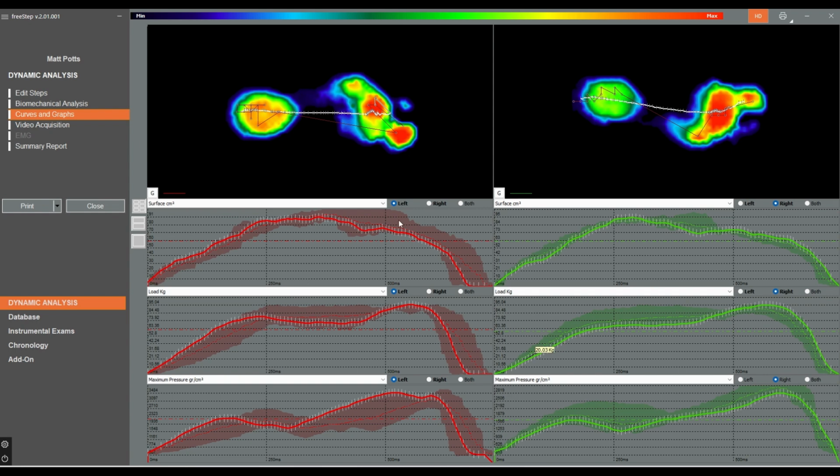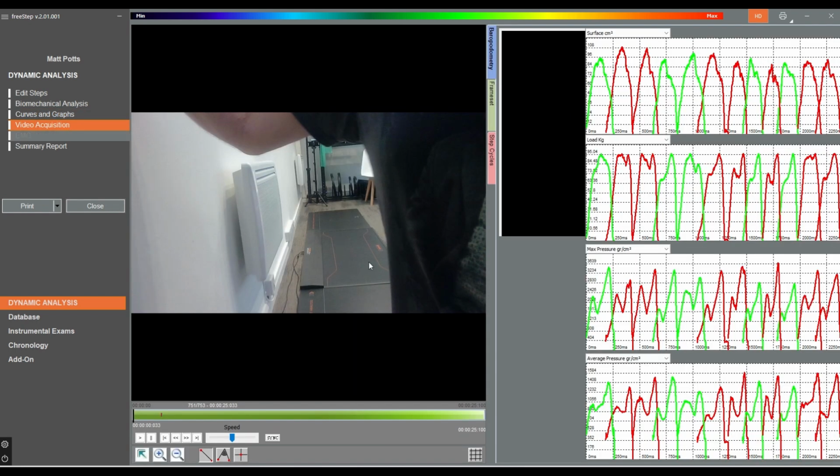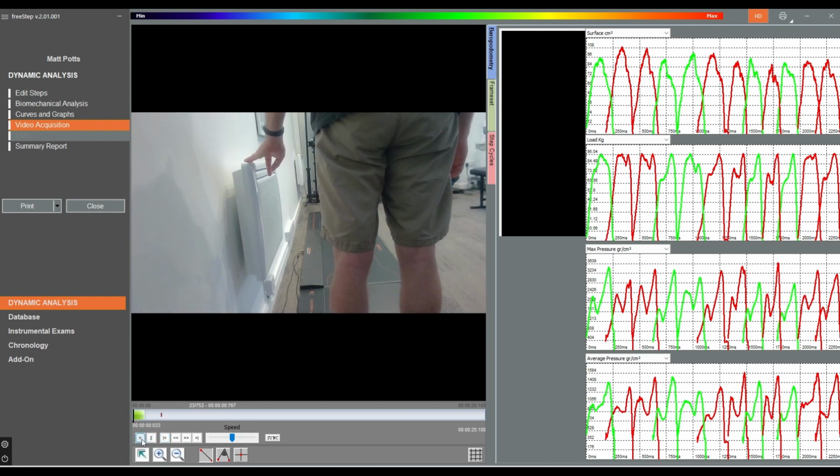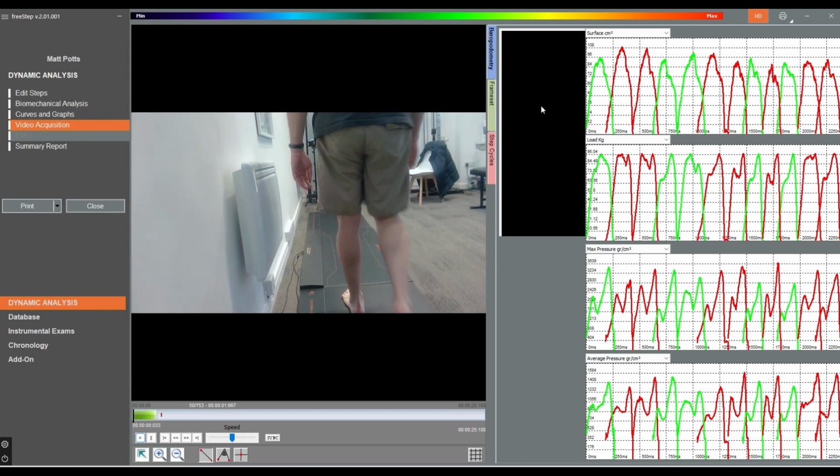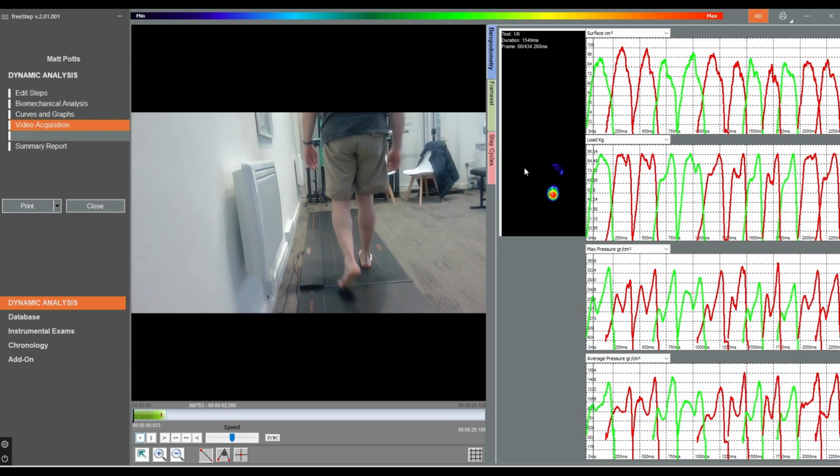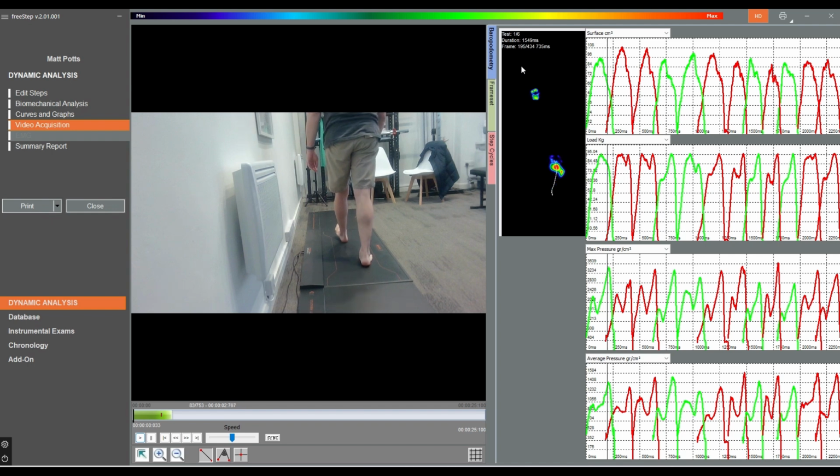And we can look at other cases if you wish in the future. Now, if you do have video acquisition, if you've got that set up, you can click the video play button here and that will play the videos. Sorry, I've got to start it again. And then it's showing you the video with the footprint on each one.